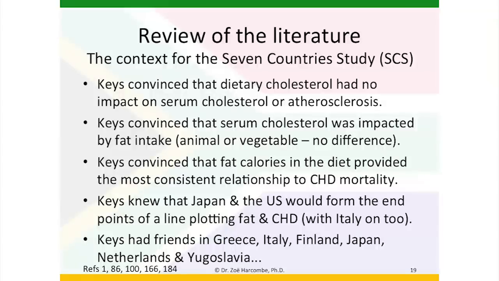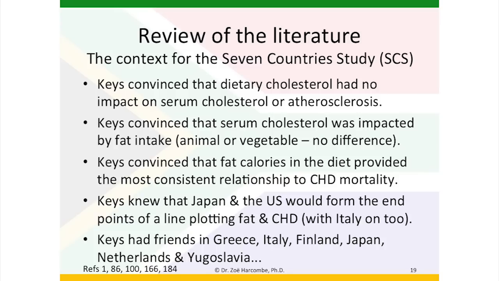So the context for the 7 country study, what was Keyes' belief system at the point of going into the 7 country study? First, he was convinced that dietary cholesterol had no impact on blood cholesterol or atherosclerosis. He was convinced that blood cholesterol was impacted by fat intake, and at the time he didn't believe that animal fat intake or vegetable fat intake made any difference.